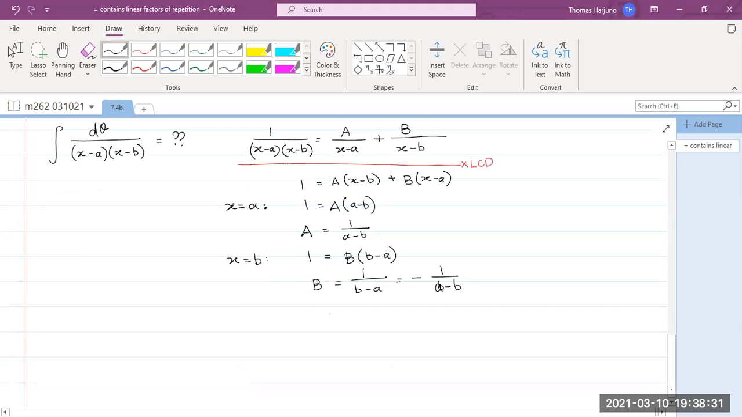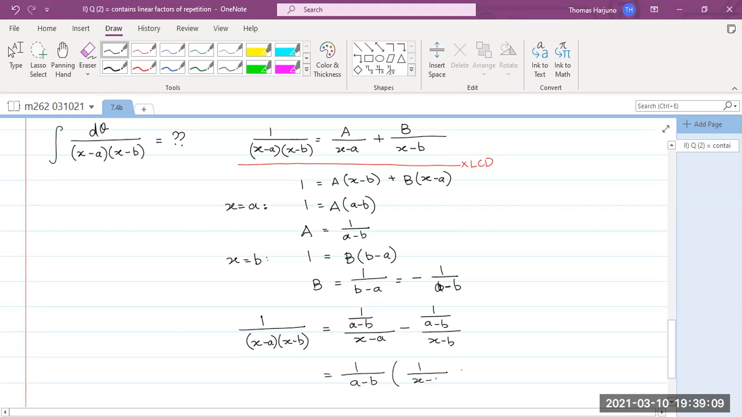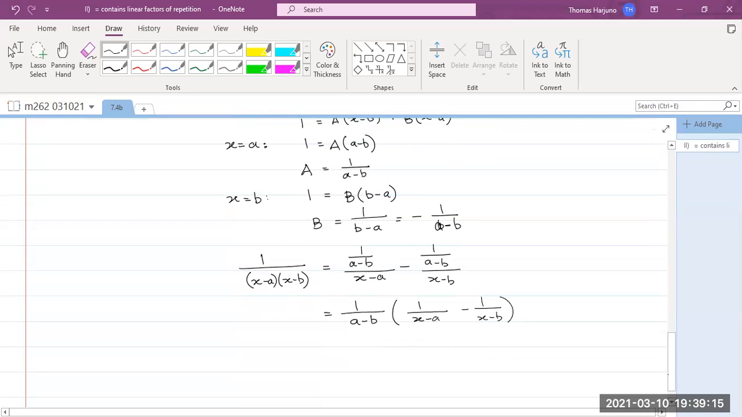Okay, therefore, 1 over x minus a, x minus b is equal to 1 over a minus b over x minus a minus 1 over a minus b over x minus b, which I can factor 1 over a minus b out. Can you follow me so far?